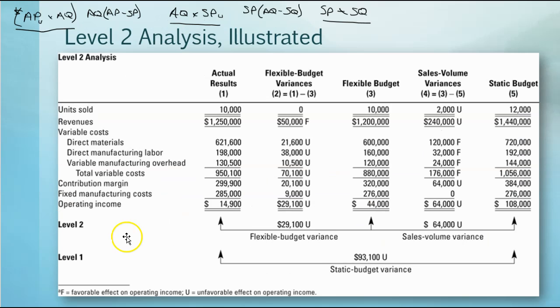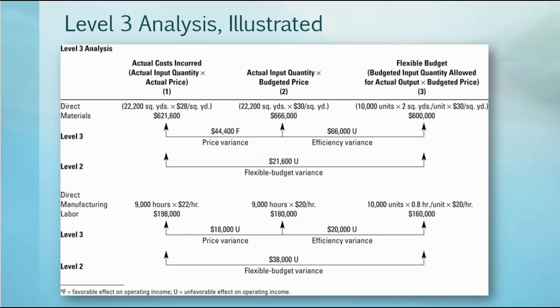Now let's go back up here. This is the flexible budget variance right there. So that's all we're looking at. We took this and expanded it to this. So here's your flexible budget: budgeted input quantity allowed for actual output times the budgeted price. You've got 3 numbers here, 3 values to work with, and it can get confusing. But just remember it's all budget except for the actual output. So here our actual output is units, and we planned on 2 yards per unit at $30 per yard.